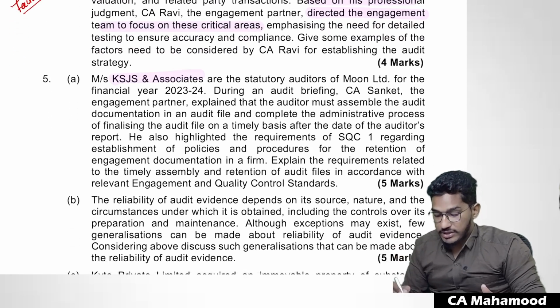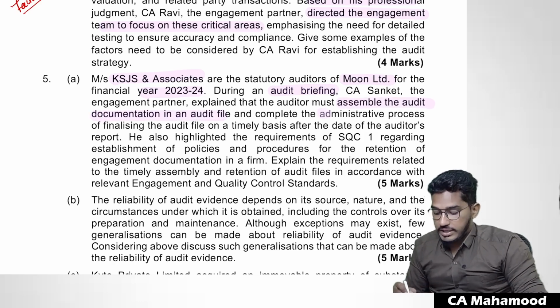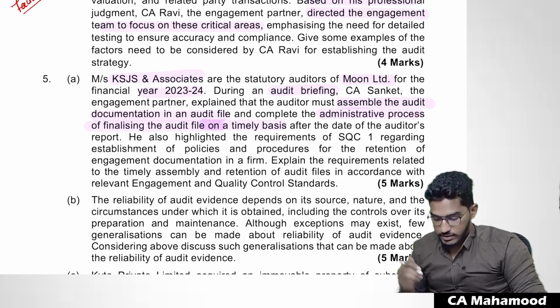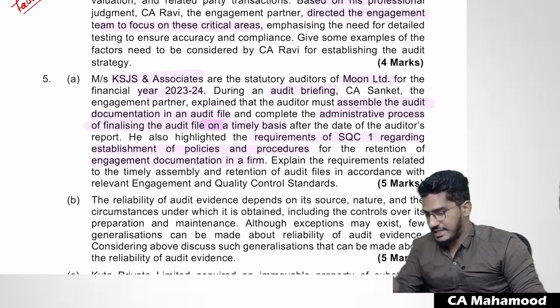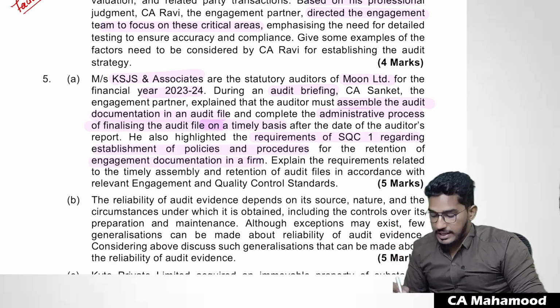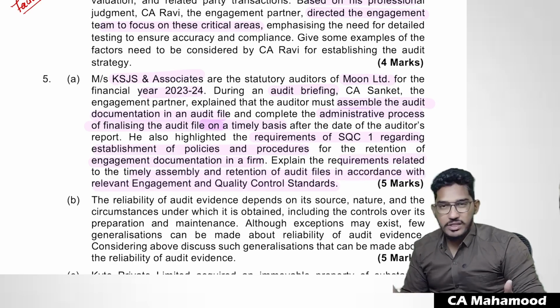Next, coming to the next question. KSJS and Associates are the statutory auditors of Moon Limited for the financial year 23-24. During an audit briefing, CA Sanket, the engagement partner, explained that the auditor must assemble the audit documentation in an audit file and complete the administrative process of finalizing the audit file on a timely basis after the date of the auditor's report. We know that within 60 days you are supposed to do it. He also highlighted the requirements of SQC1 regarding establishment of policies and procedures for the retention. We also know how long it is required to be retained, retention of audit documentation. Explain the requirements related to timely assembly and retention of audit files in accordance with the relevant engagement quality control standard.